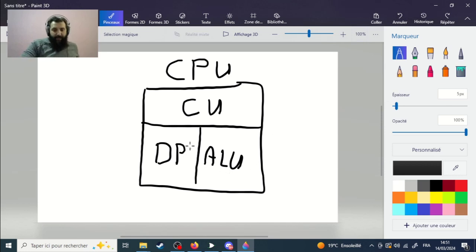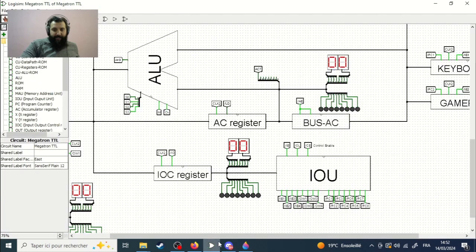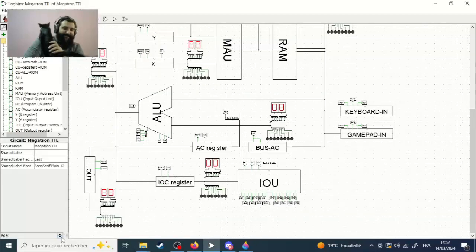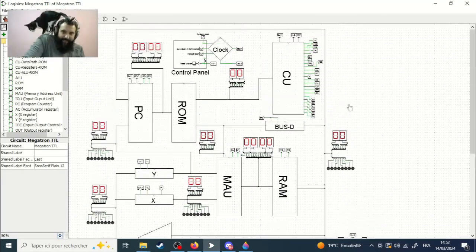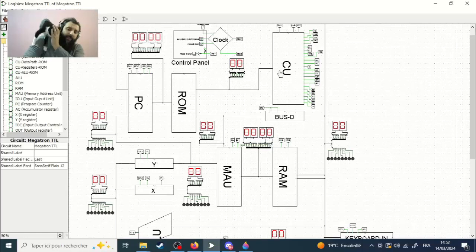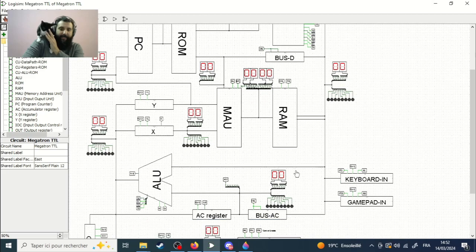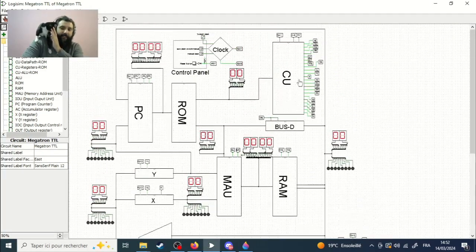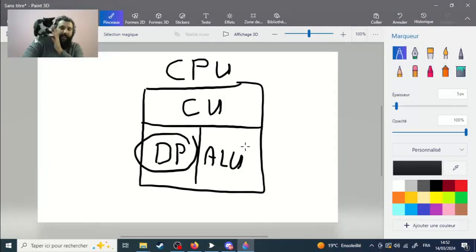We have the data path. This is the data path. This schematic, all those circuits, this path is what you call the data path. And we have the ALU. This is the ALU, and this is the CU. The ALU is the unit responsible for calculating the arithmetic and logic operations.